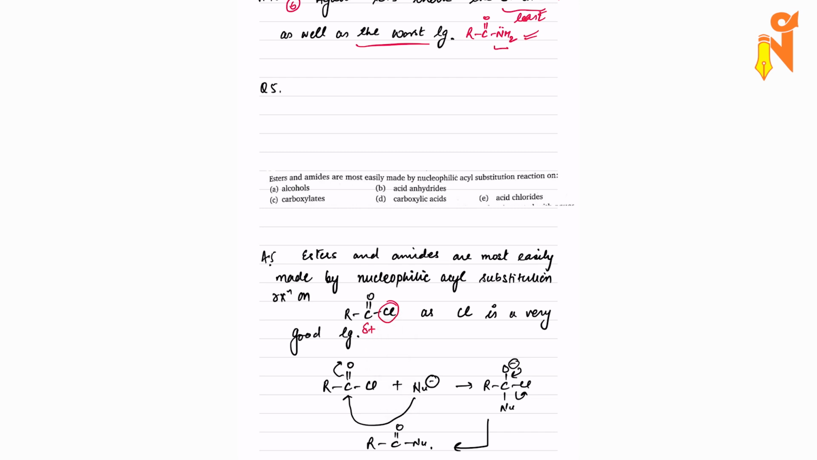So among all the compounds given, we have alcohols, acid anhydrides, carboxylates, carboxylic acids. Alcohol में तो बन ही नहीं सकता है. Again, alcohols and carboxylic acids both are acidic in nature. तो वहाँ पे reaction may go in a different manner.